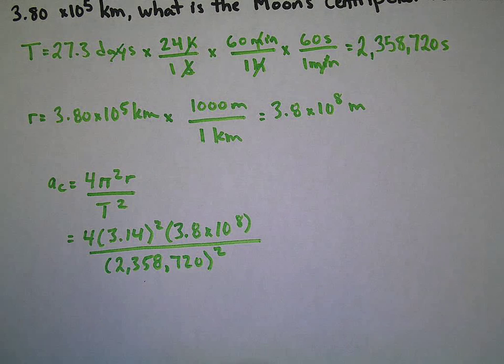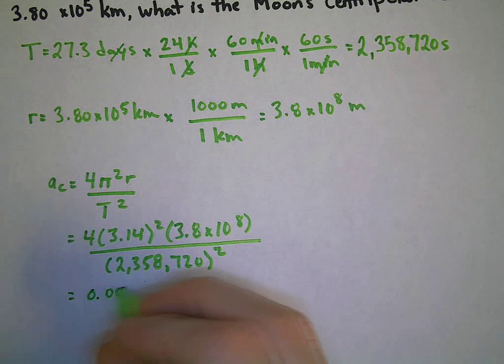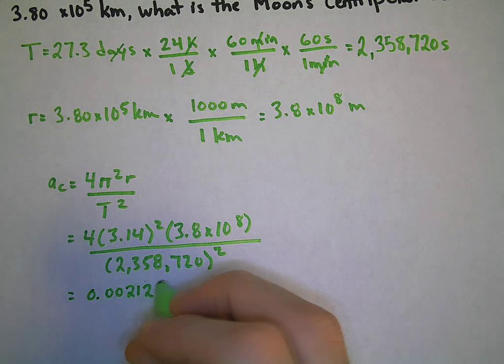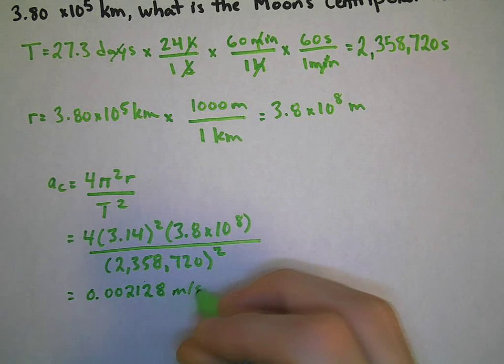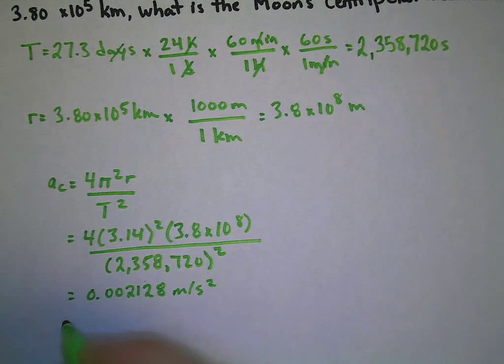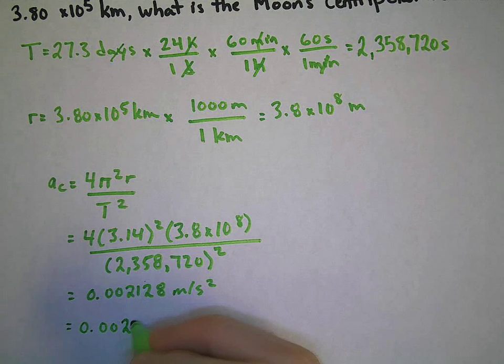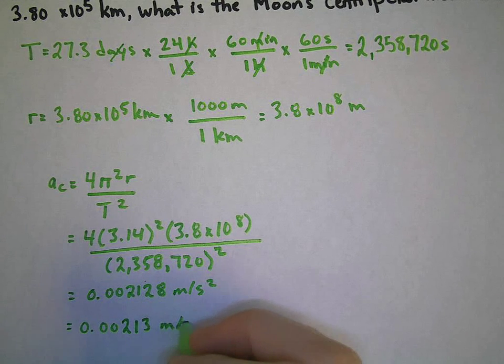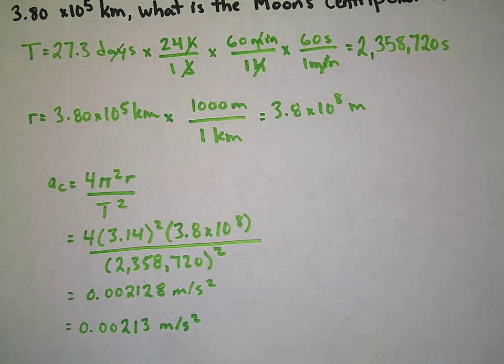Let us see what our centripetal acceleration would be. And assuming I punch this into my calculator right, if you want to check just to make sure, I get 0.002128 meters per second squared. Let us check our significant digits. 3 significant digits. So 0.00213 meters per second squared is the acceleration of the moon.